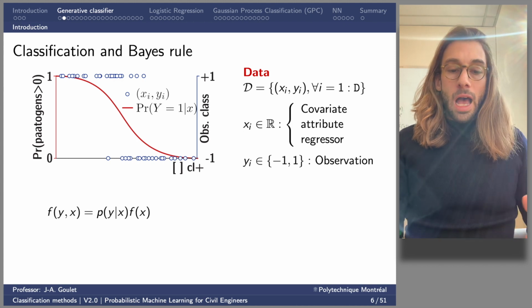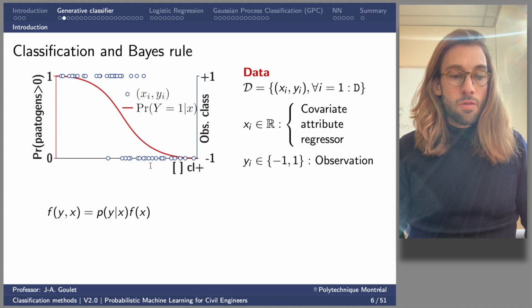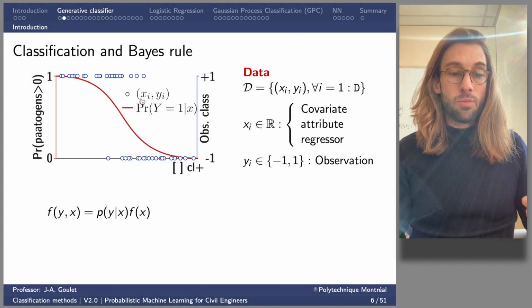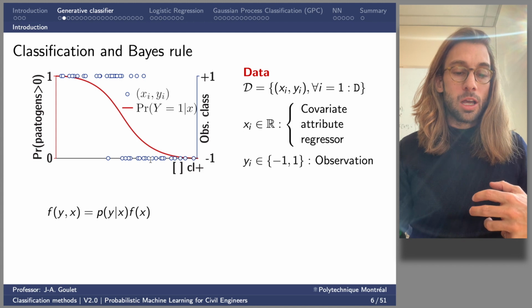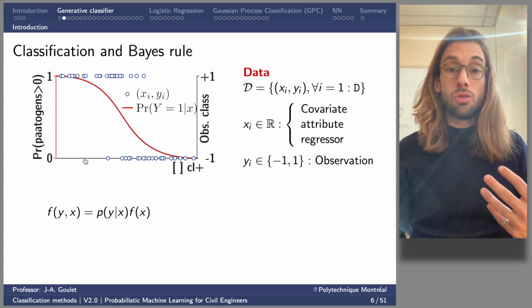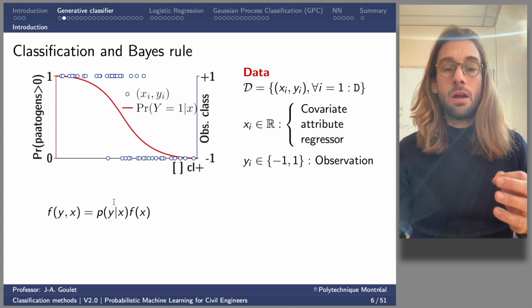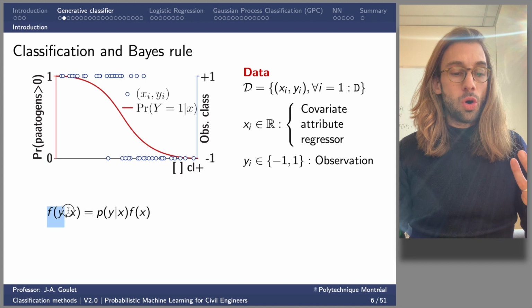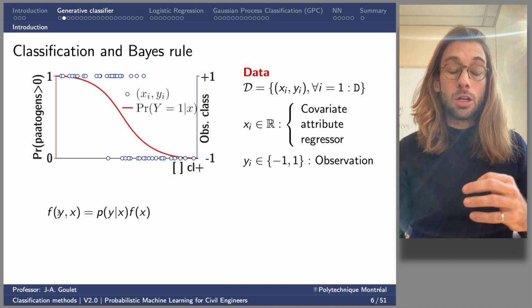As a reminder, what we want to obtain at the end is the curve represented in red here, that describes the conditional probability of a class, in this case the presence or absence of pathogens, given my covariate, in this case concentration in chlorine. And to do this with a generative classifier, what we want to do is to model the joint between y and x, meaning here the class and the covariate.